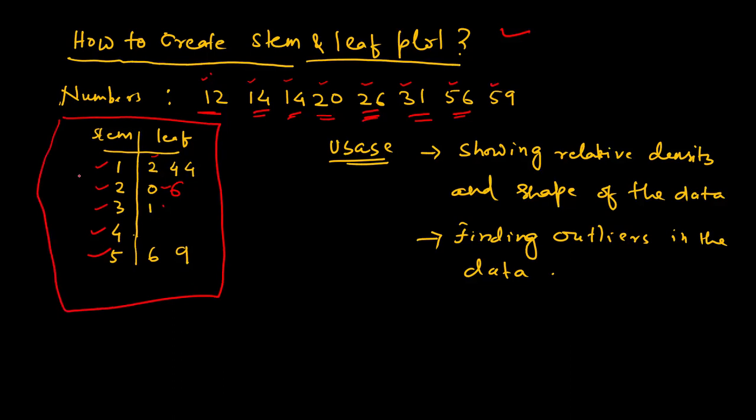We do not lose the actual data points. It's similar to a histogram, but it gives the additional advantage that you can get back to your actual data series from the stem and leaf plot. So where is it used? It is used to show the relative density and shape of the data, and you can also find the outliers in your data set by looking at the stem and leaf plot.